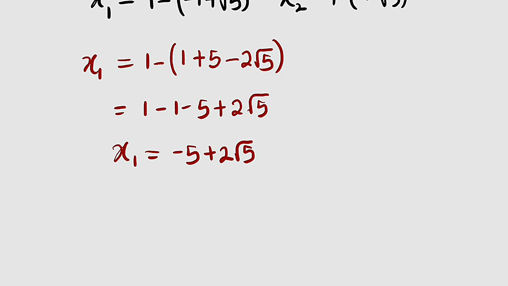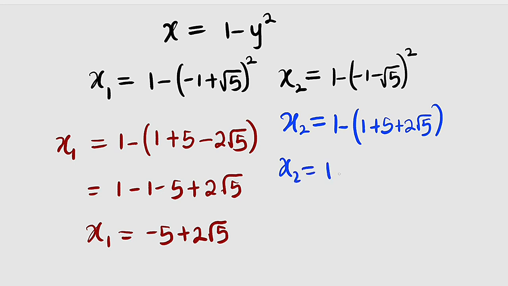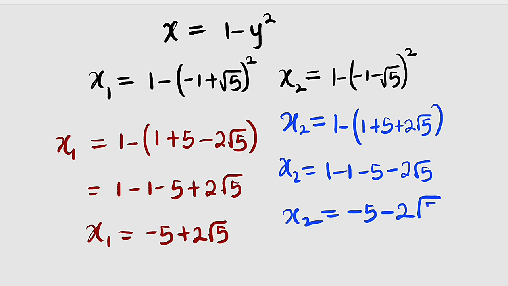Now let us move on to the second one. x2 will be equal to 1 minus the expansion of this: negative 1 squared is 1, then the second term squared will be 5, then 2 times the first term times the second term will give us positive 2 root 5. If you distribute this negative sign, you have 1 minus 1 minus 5, then minus 2 root 5. 1 minus 1 is 0. So x2 is equal to minus 5 minus 2 root 5.